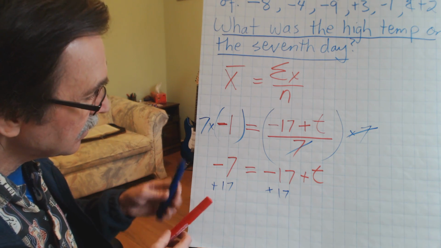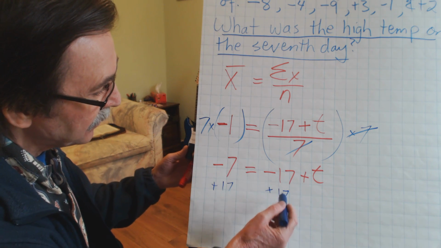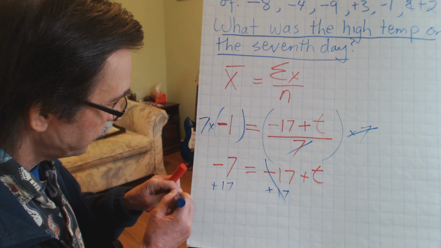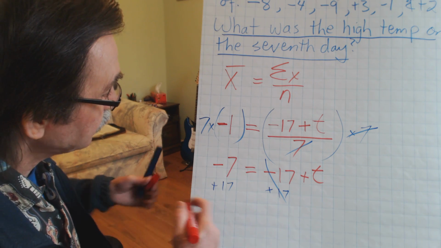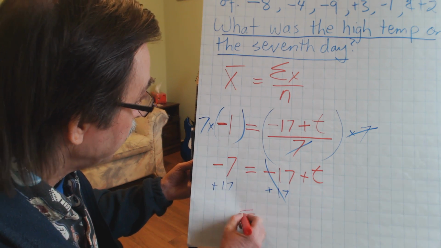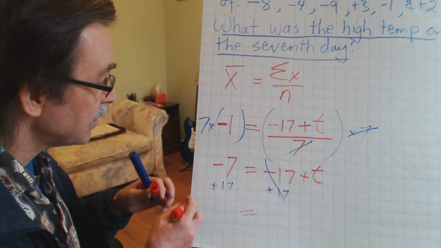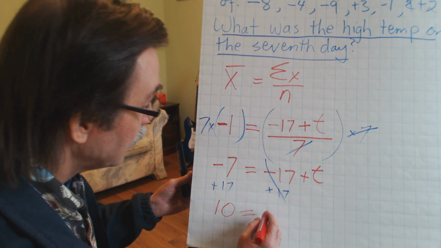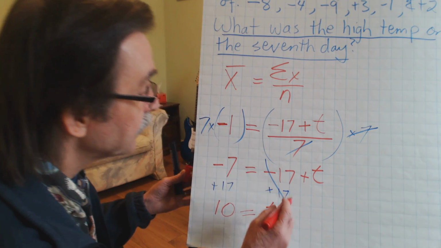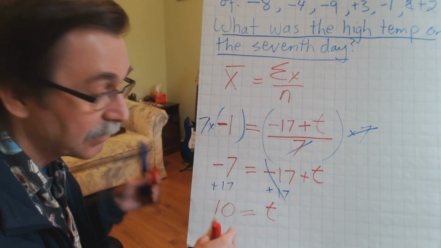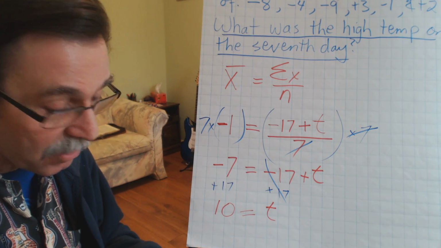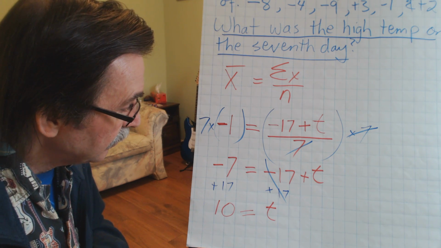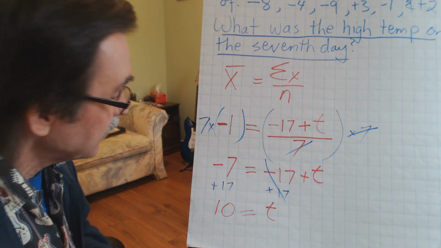So let's go like this. The negative 17 and the positive 17, they cancel, leaving us with the following. Negative 7 plus 17 is equal to 10 is equal to t. Now the plus I can just disregard because everything is plus anyway, right? It's automatically positive. So, looked like it warmed up a little bit on that 7th day.